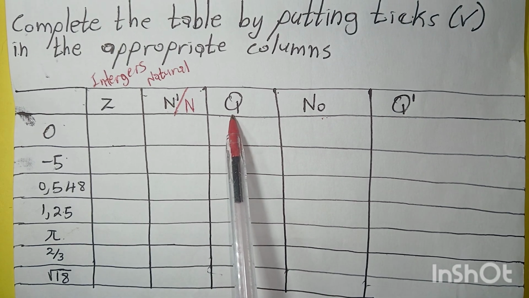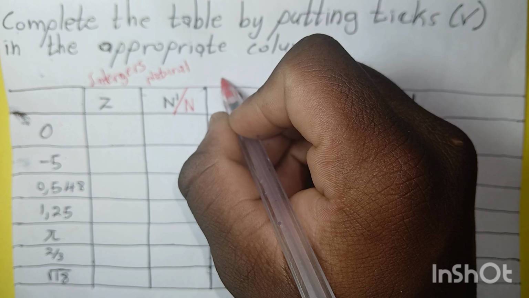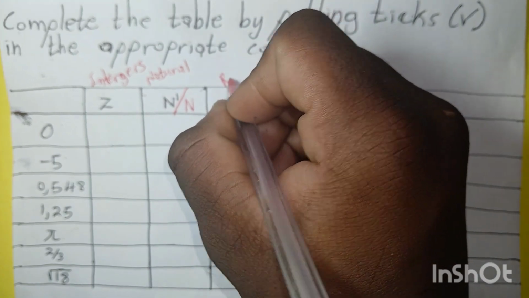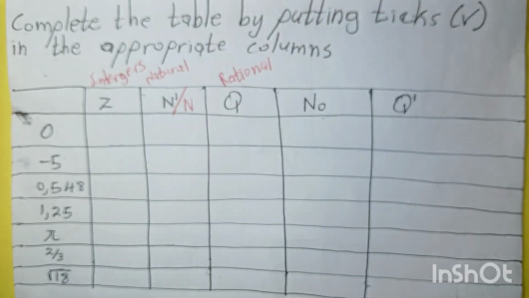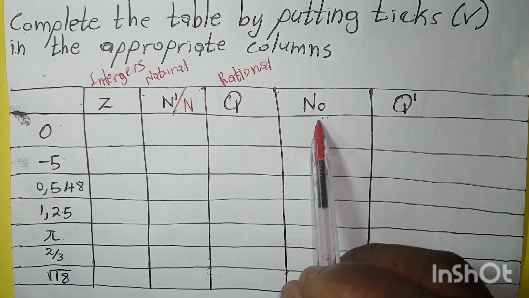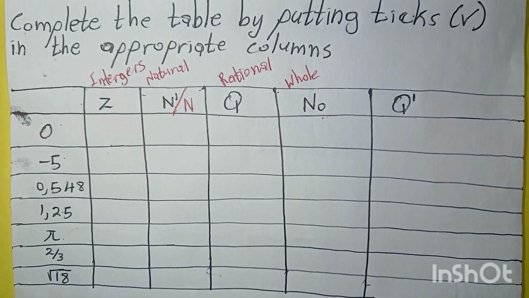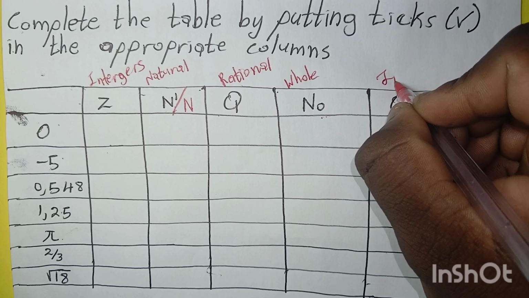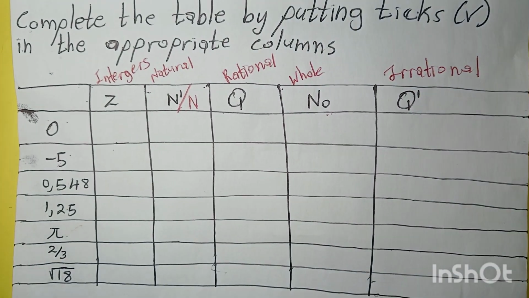Then what about Q? That Q, what does it stand for? Yeah, it stands for rational. Do you see? This one stands for rational, and this one I already told you: these ones are the whole numbers, and these ones are the irrational. Do you see? Once you know what the symbols stand for, it's easy for you to approach.